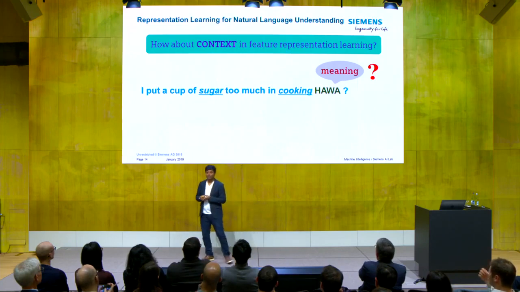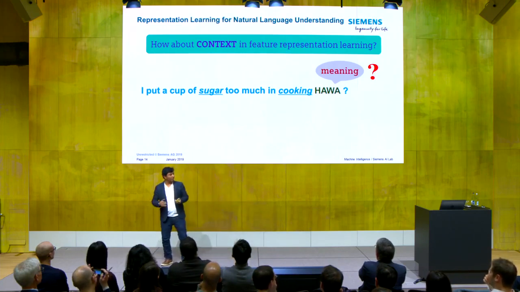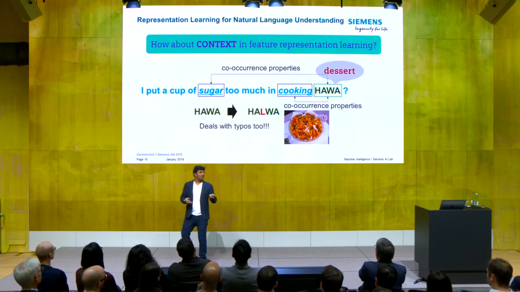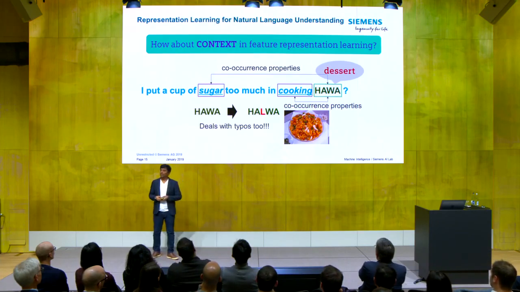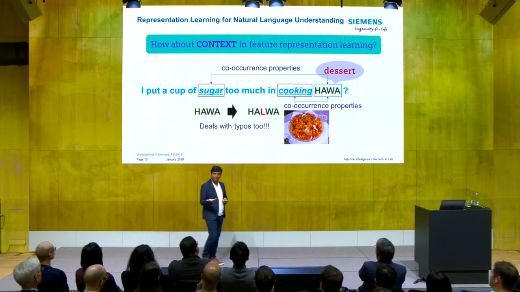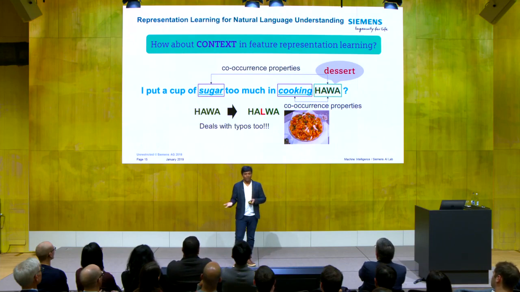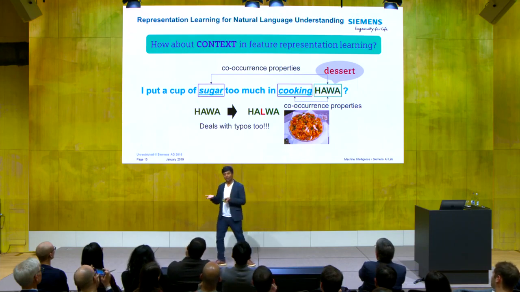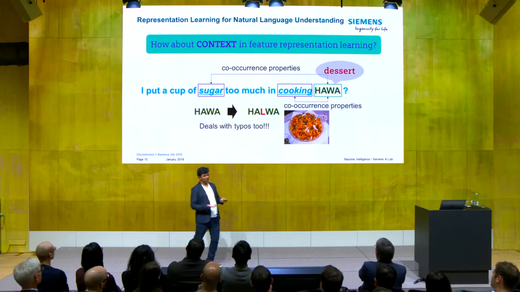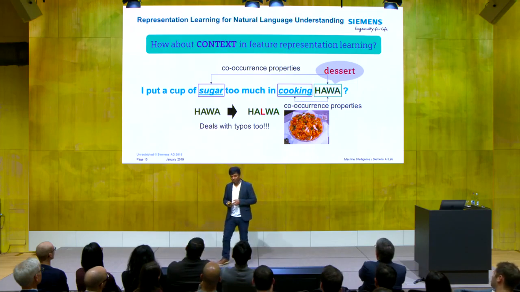Now, is it still food? Yeah, sweet, dessert. Okay. Why do you say that? The reason is that you look at the context around the target word. So you learn a representation for a word called Hawa by looking at the context. Actually the word was Halwa, which was a typo, and still you can handle the typo by looking at the context around it, which is sweet.